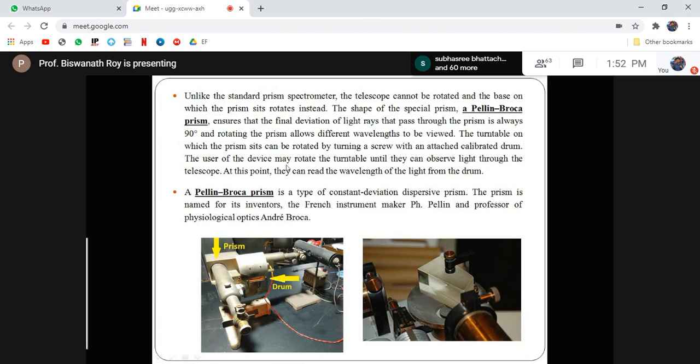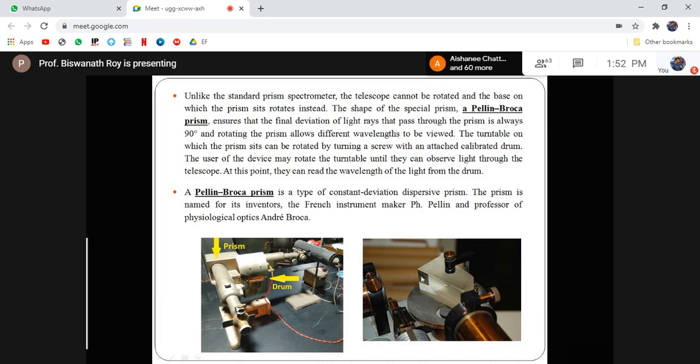The user of the device may rotate the turnable unit until they can observe the light through the telescope. At this point, they can read the wavelength of the light from the drum. So in the surface of the drum, there is a scale of wavelength in nanometers, right? And there is a lens here. We can read the value from this small opening.